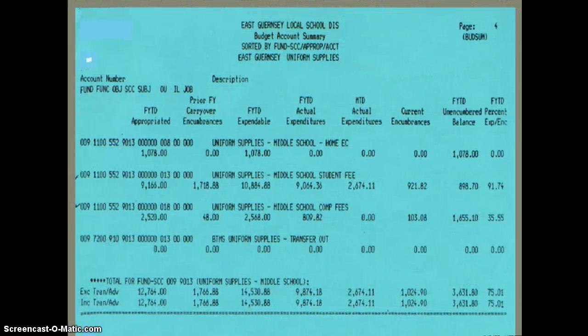The last fund is the special revenue fund that serves as a uniform school supply, which is also called a rotary fund. Because the amount of money is collected from student fees for home economics and general student supplies, it is then completely spent on students during the fiscal year. It is collected. The first line item comes from the uniform school supplies, middle school home economic fees, and it has $1,078 appropriated in it, and none has been spent. Now, read the second line item.